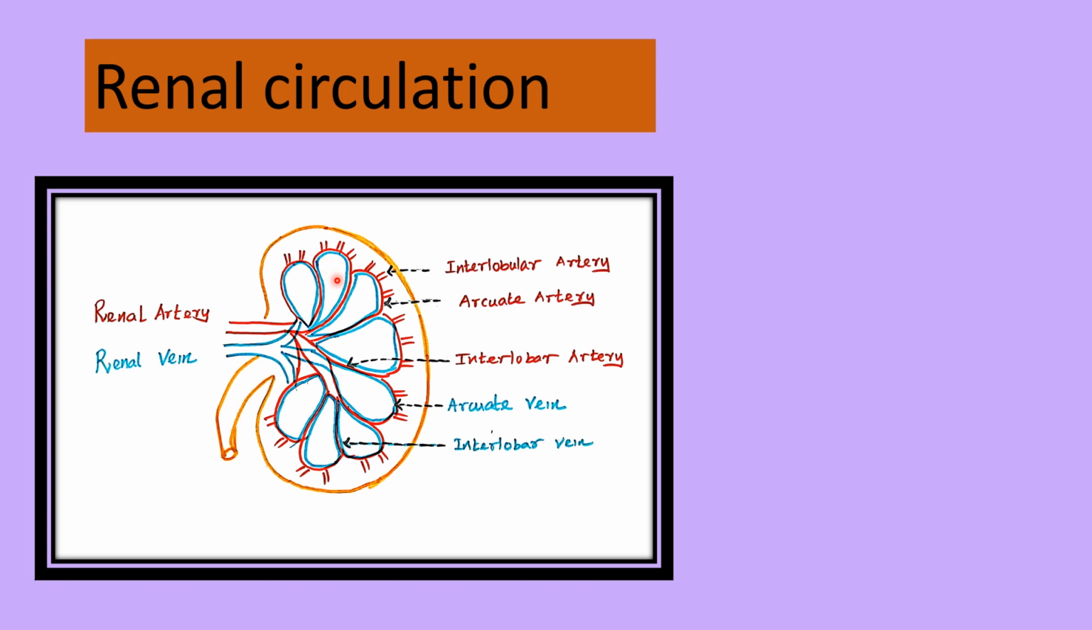It forms the interlobular artery and arcuate artery, and the interlobar artery gives the afferent arteriole, glomerular capillary, and efferent arteriole. The interlobar vein, arcuate vein, and interlobular vein drain into the renal vein.